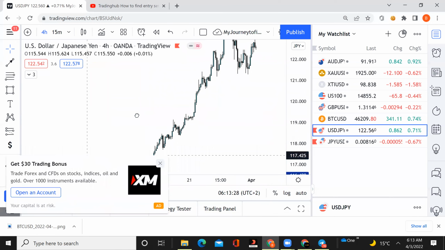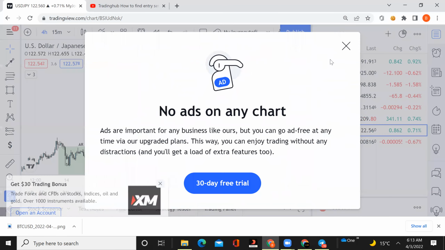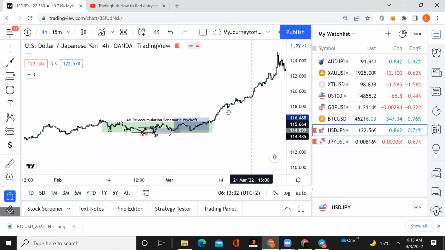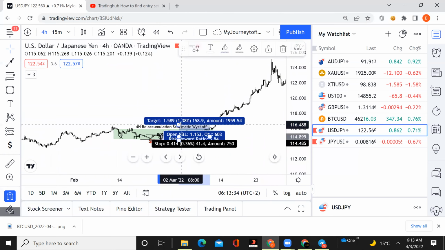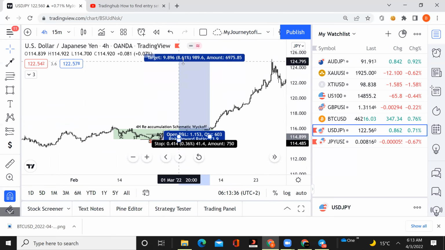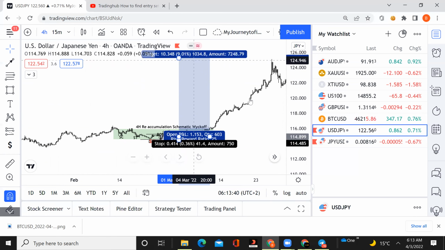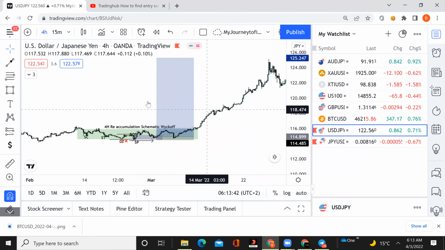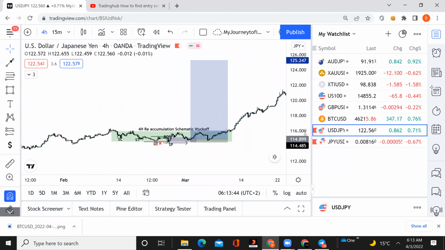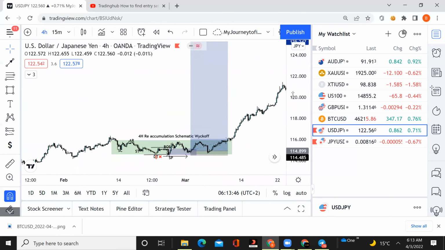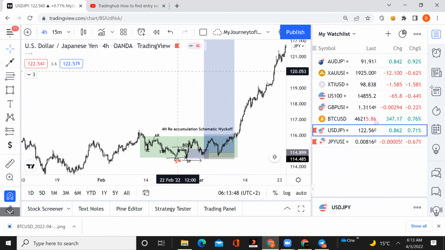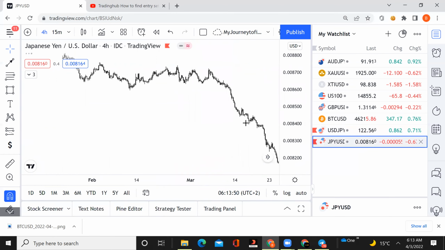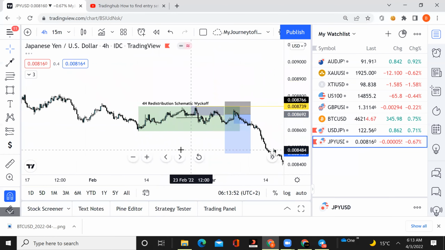And as you can see, this was a limitless opportunity. We could have gotten basically a 1:25 on this setup. Beautiful setup. Very beautiful. And we could have done the exact same thing on this one here.